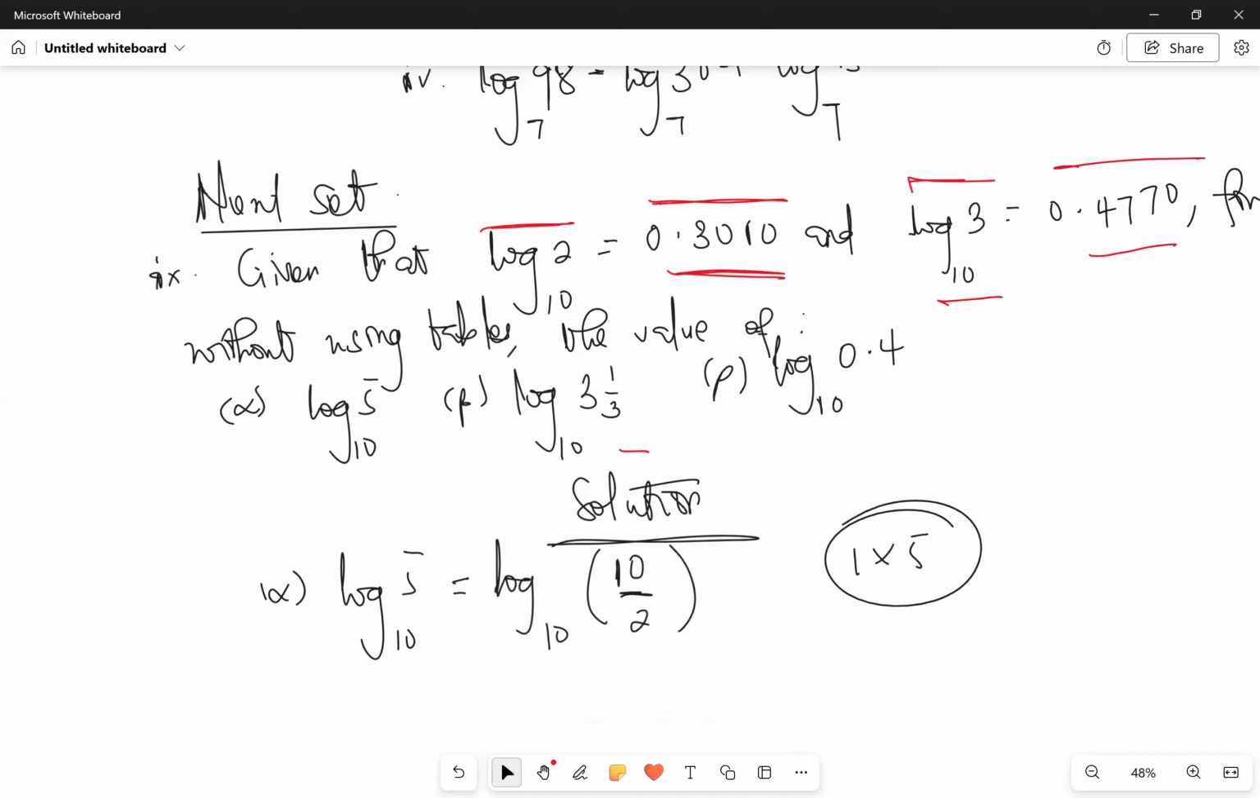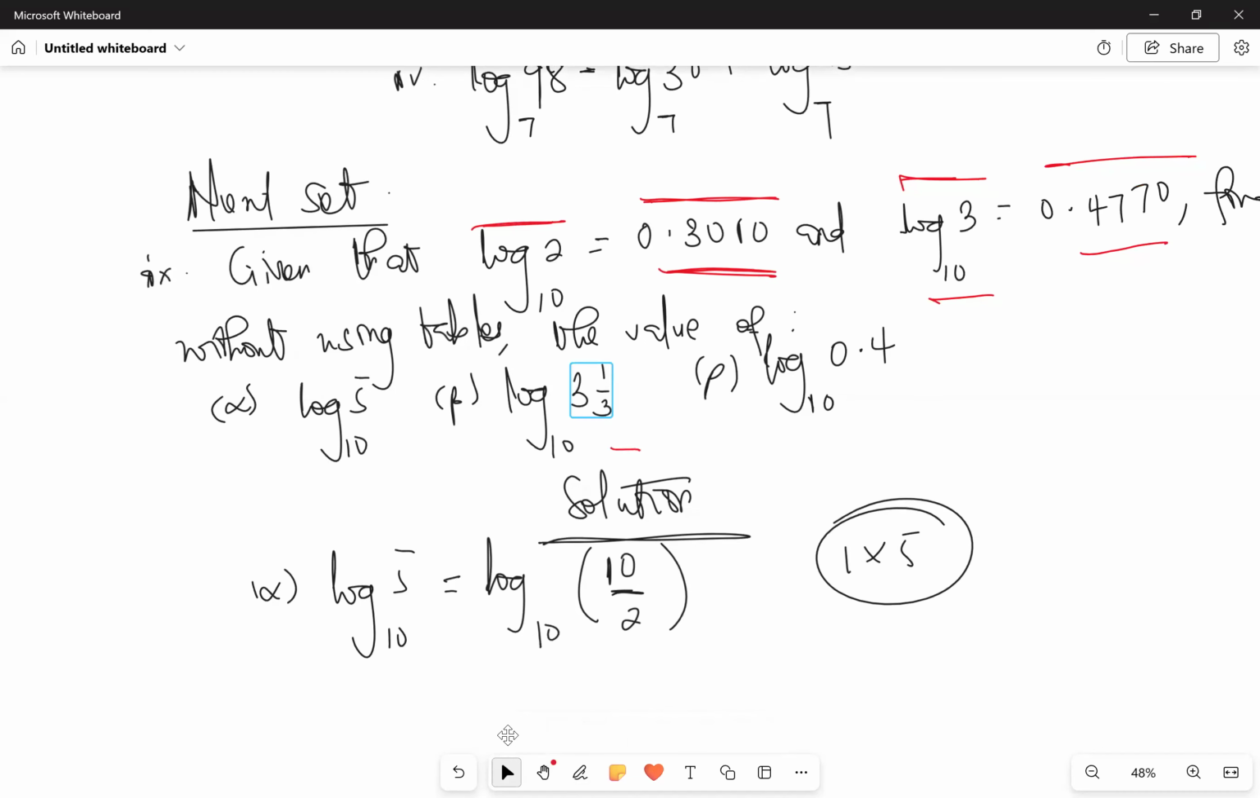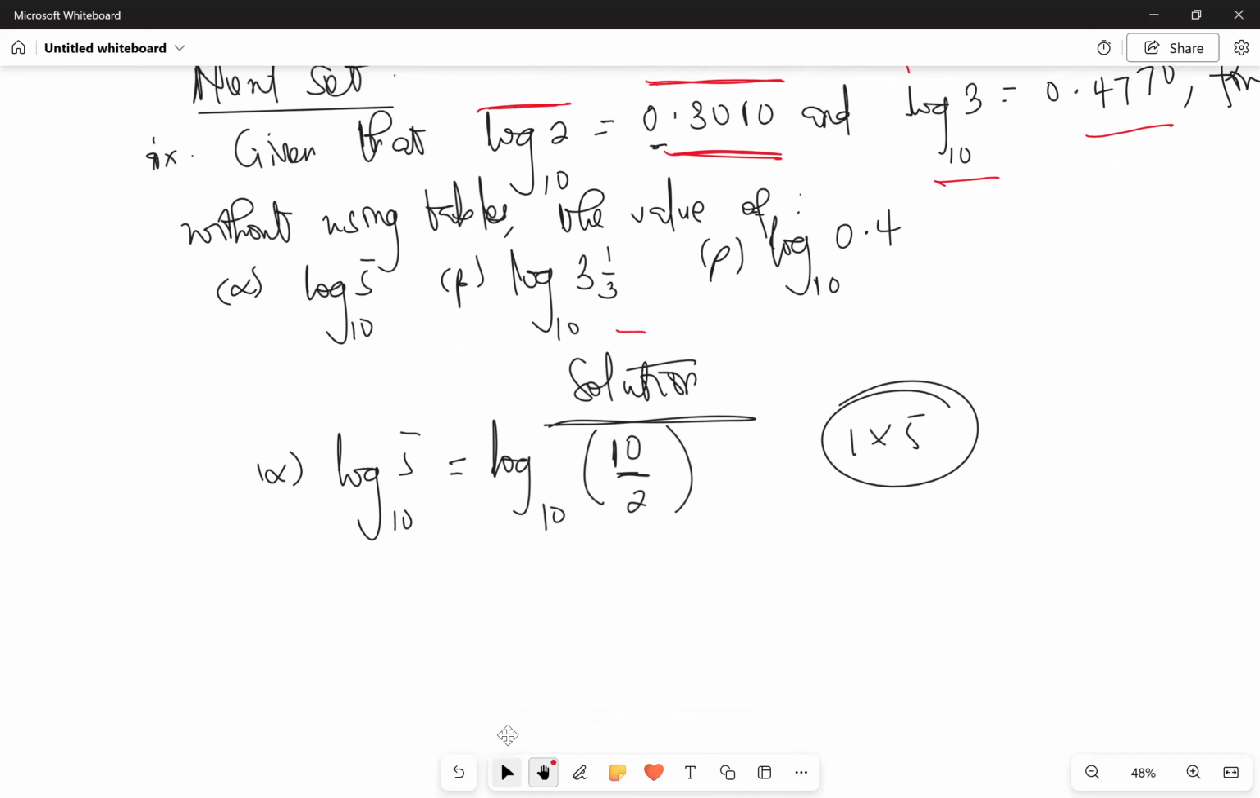Why 10? Remember the base is 10, so something can even happen to the 10. Why 2? At least we see 2 here. You see log 2, so it will be useful. So that's how we play. All the time, look for numbers that when you multiply or divide, you get 5. So this becomes log to the base of 10 of what? 10, right?